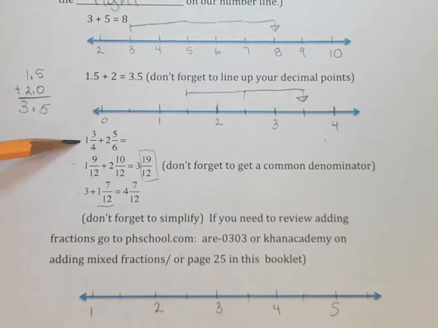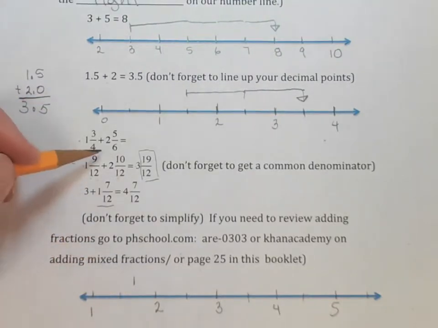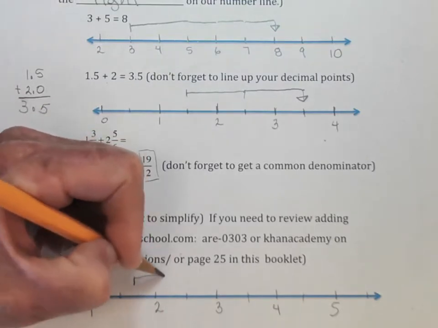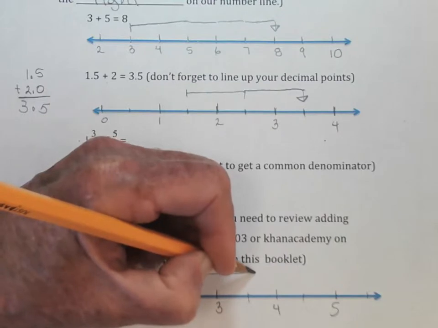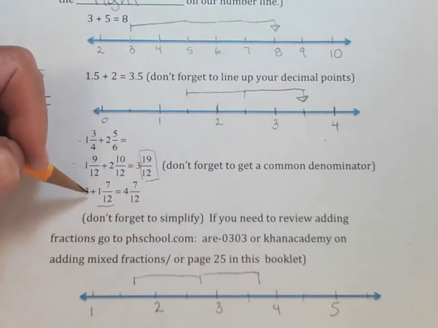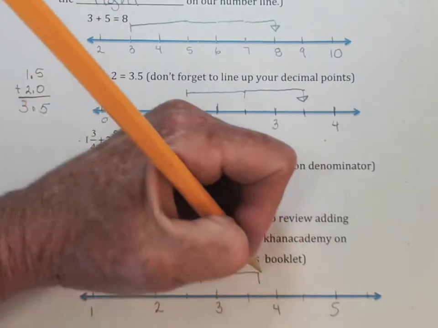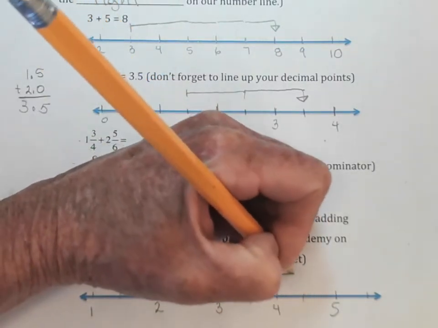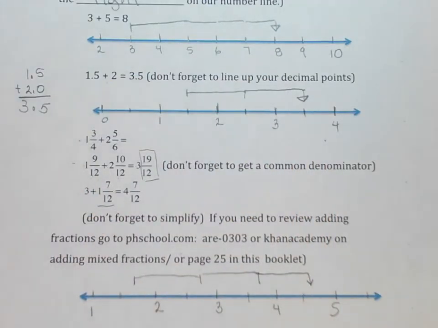Going back to the problem we were doing up here, we are going to show it on the number line. If we do 1 and 3/4, 1 and 3/4 is going to be about here, and we're going to add 2 and 5/6. So if we add 1, we get 2 and 3/4. If we add 2, we get 3 and 3/4. And then we have to add 5/6, which is almost another 1. So we're going to add 5/6, which is going to put us a little over half, which is going to be 4 and 7 twelfths. The number line kind of helps you determine whether you're going in the right direction and your answer makes sense.